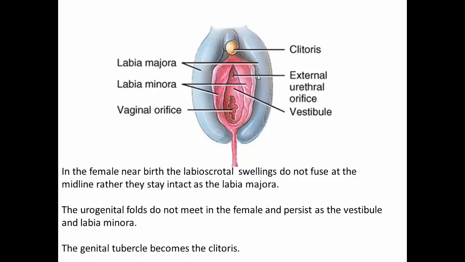So all of those structures, genital tubercle, labioscrotal swellings, and urogenital folds are going to develop in different patterns depending on the presence or absence of androgens. So if there are no androgens around, then we're going to tend to get this pattern with labia majora and minora and a clitoris, rather than when there are androgens around, where you're going to get the scrotum, penis, and glans penis.